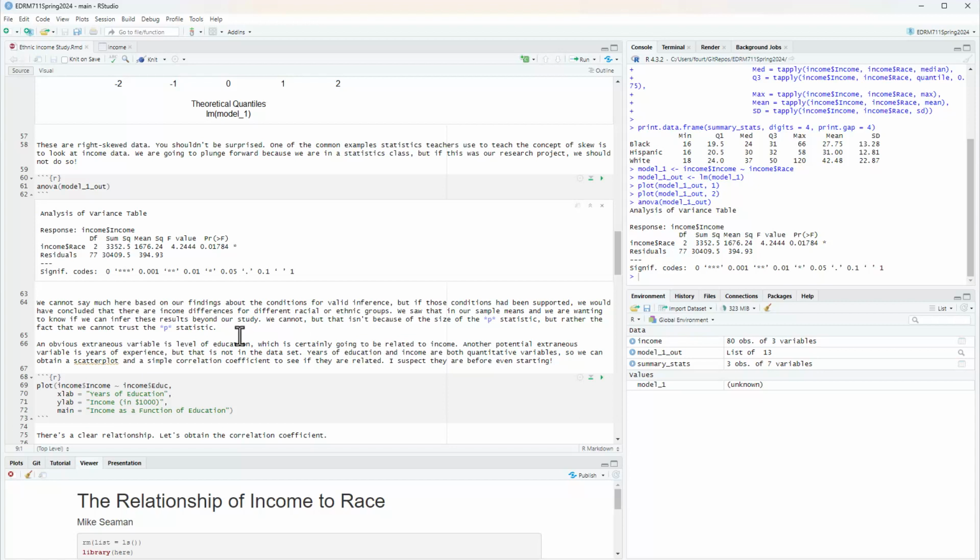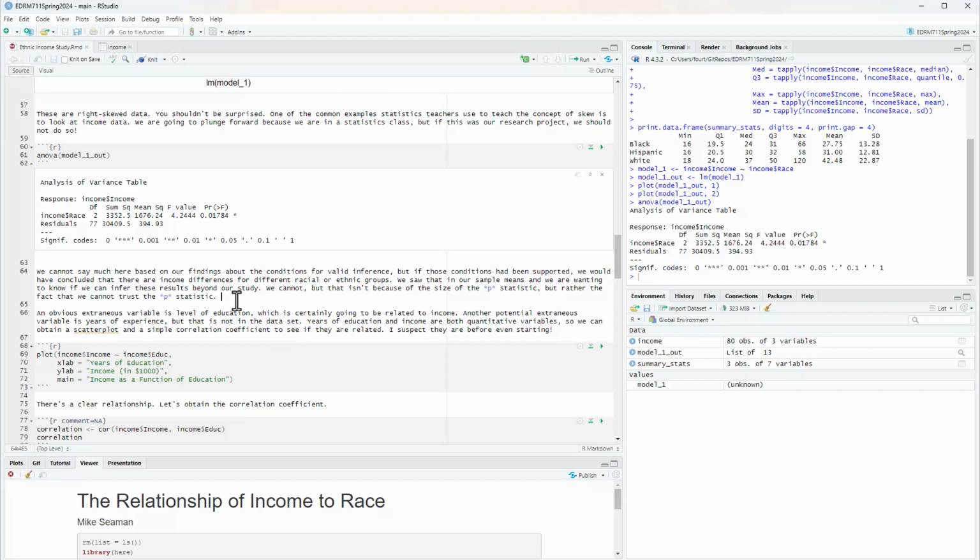If the conditions had been supported, we would have concluded that there are income differences for different racial or ethnic groups. We saw that in our sample means, and we're wanting to know if we can infer these results beyond our study. We cannot, but that isn't because of the size of the p-statistic, but rather the fact we cannot trust that p-statistic. Okay. So we have an obvious extraneous variable, and that is education level. It probably is going to help us out if we include that in our study. So I'll take up that topic in the next video.